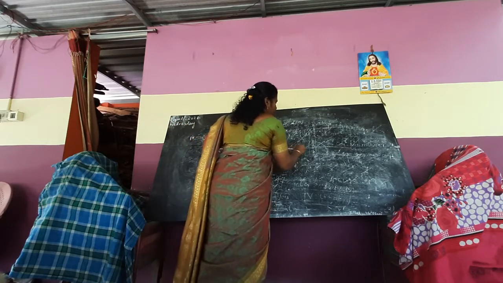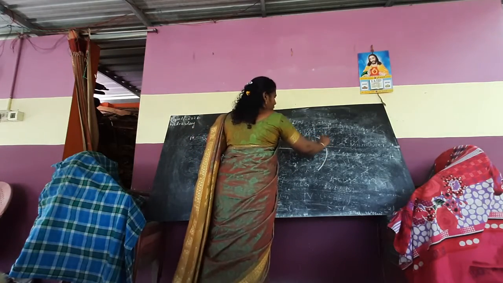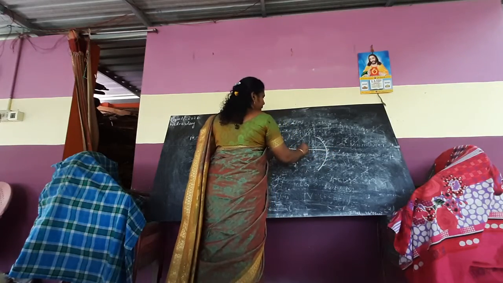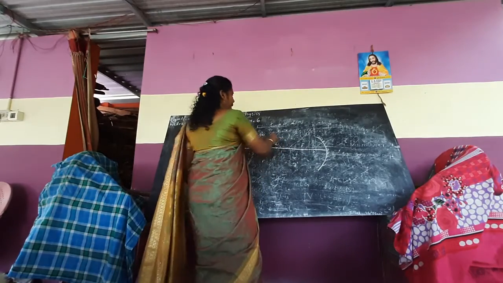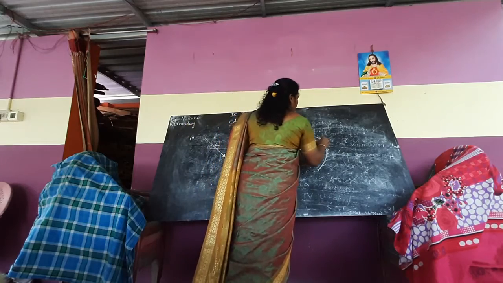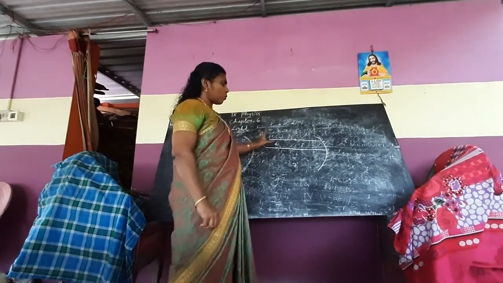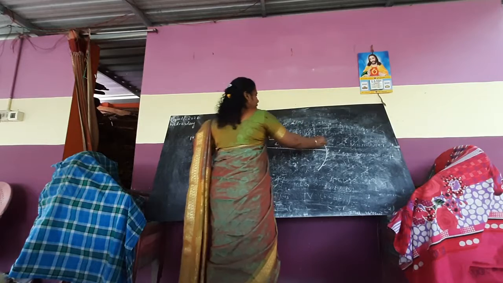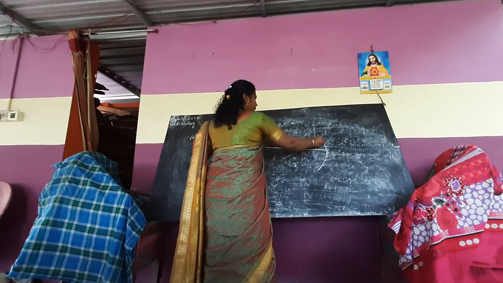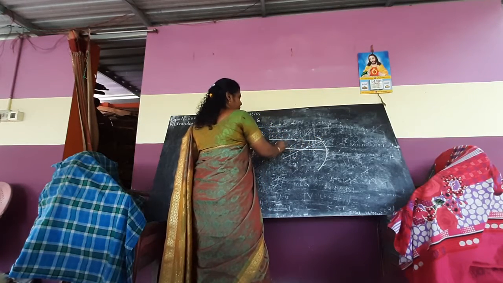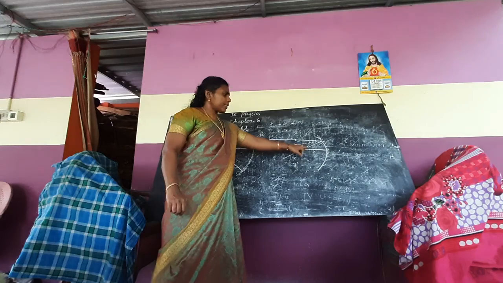Then the second rule. Draw a principal axis, then draw the same concave mirror. What is there? Principal focus and center of curvature. Now, the incident ray passes through the concave mirror, the arrow mark like this. After reflection, it passes through the principal focus. The normal passes through the center of curvature. See the arrow mark.